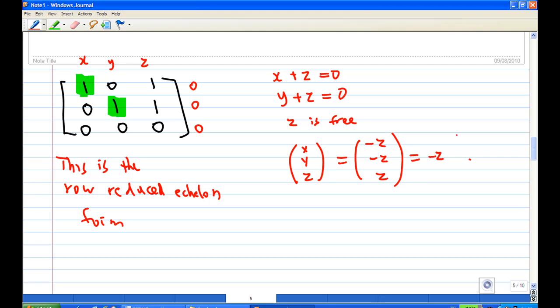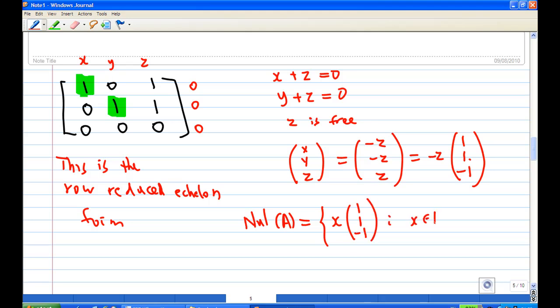So we pull out the minus z, we get 1, 1, minus 1. So the null space of A, in this case, is all the scalar multiples of 1, 1, minus 1. So you can see it is t times 1, 1, minus 1, where t is a real number. This will give you the null space of A.